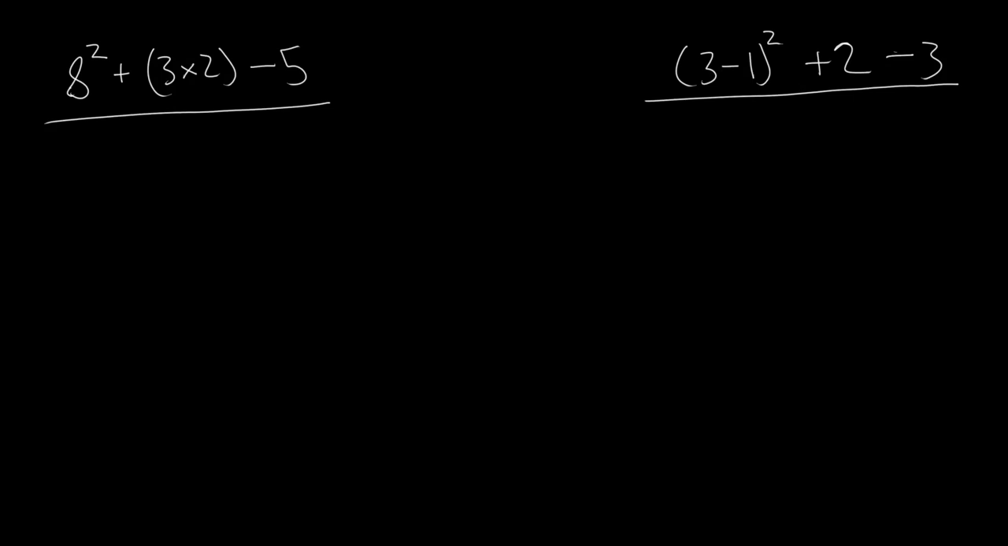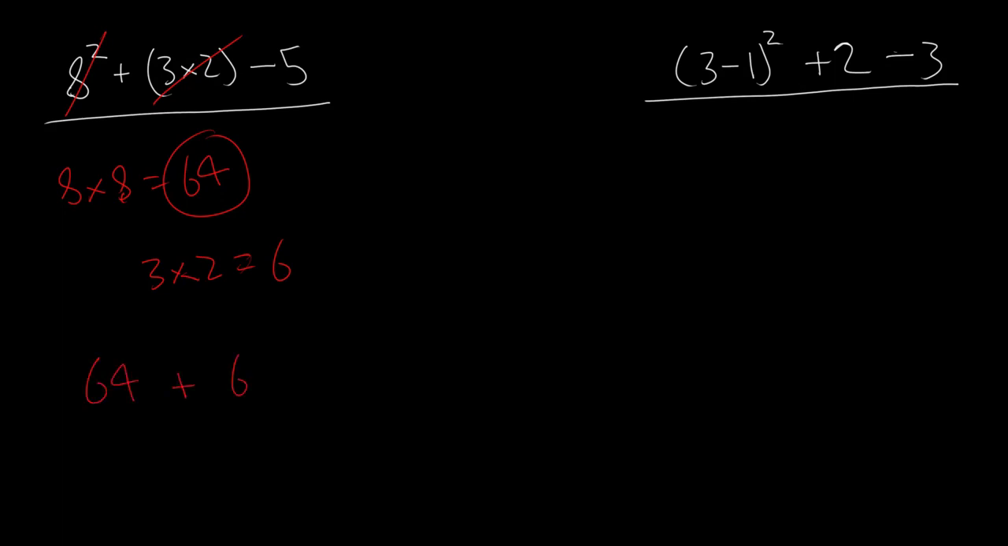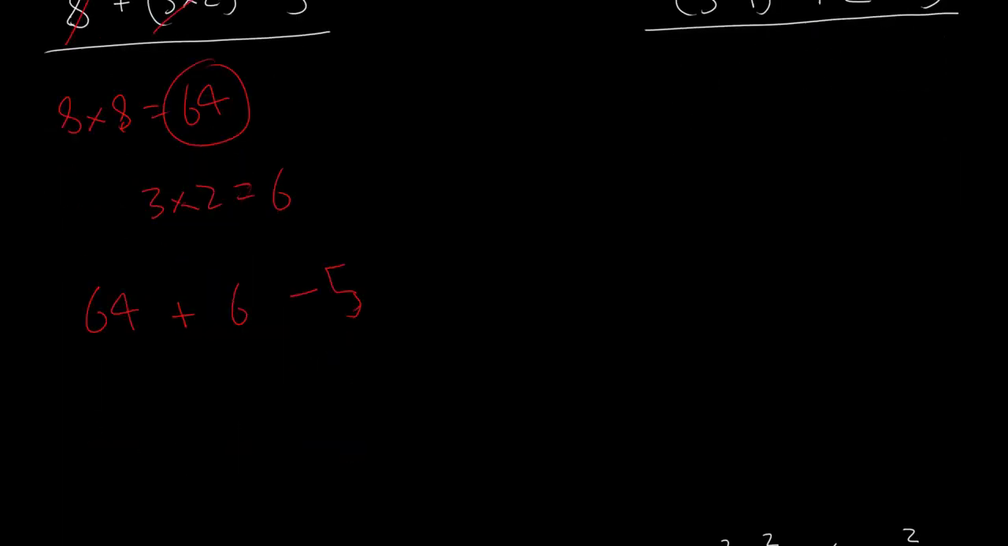Next. So first we have an exponent here, 8 squared. In other words, 8 times 8, which is 64. That's done. Then we have brackets, so 3 times 2, which is 6. That's done. And we have a -5. So let's put it all together. 64 plus 6 minus 5. Perfect. Which is 64 plus 6 is 70, minus 5 is equal to 65.